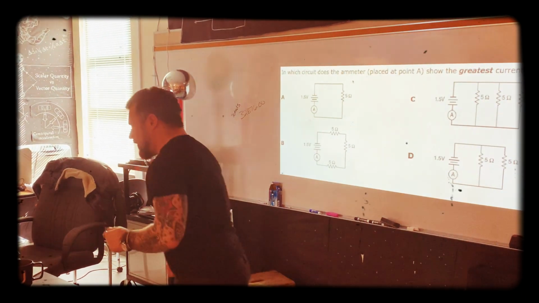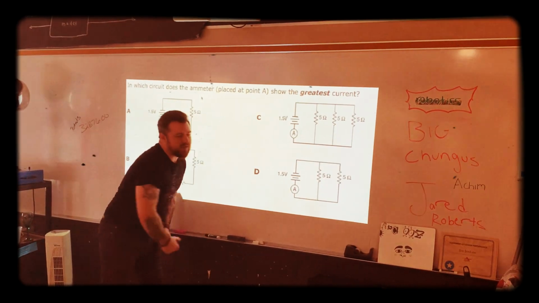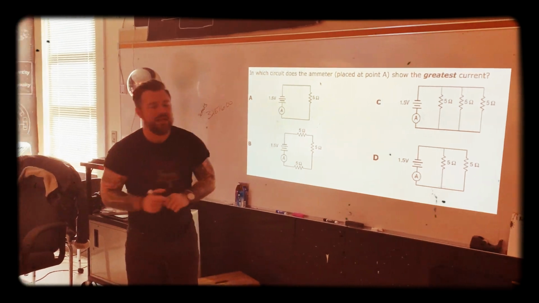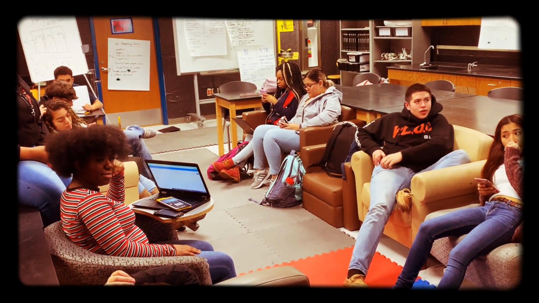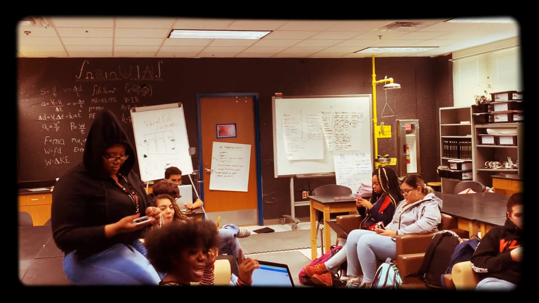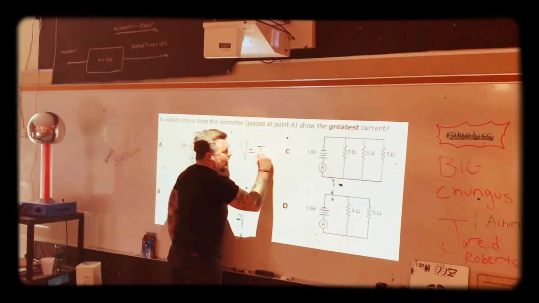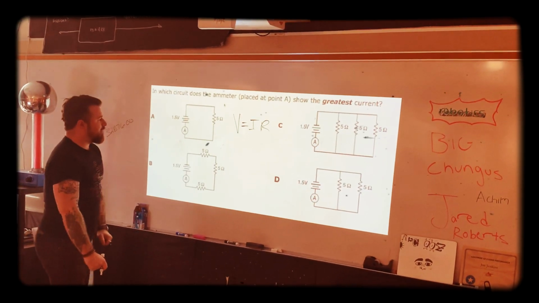Now, how do we figure out how much current is in each one of these circuits? Well, there's a law. There's a dude named Georg Ohm, and he created this law called Ohm's law. What is Ohm's law? Dejanay, I know you know it. V equals IR. V is equal to IR. V being the voltage, I being the current, R being the resistance. All I got to do is plug and play.